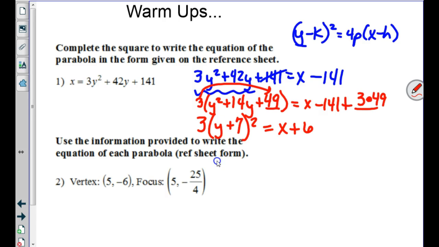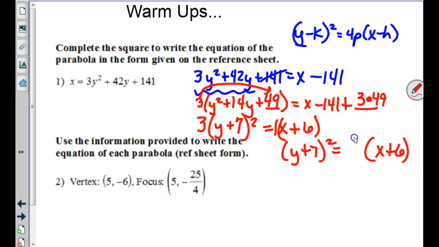Okay, something's wrong, though. Why doesn't this look like the format we want? Okay, but there is a number over here where we don't want it. We have to divide that over there. So we're going to have y plus 7 quantity squared equals x plus 6. But what are we doing to move that over there? It's going to become a what? Yeah, we're going to divide. Right now this had a 1 out there, and we're dividing both sides by 3, so there's going to be a 1/3.